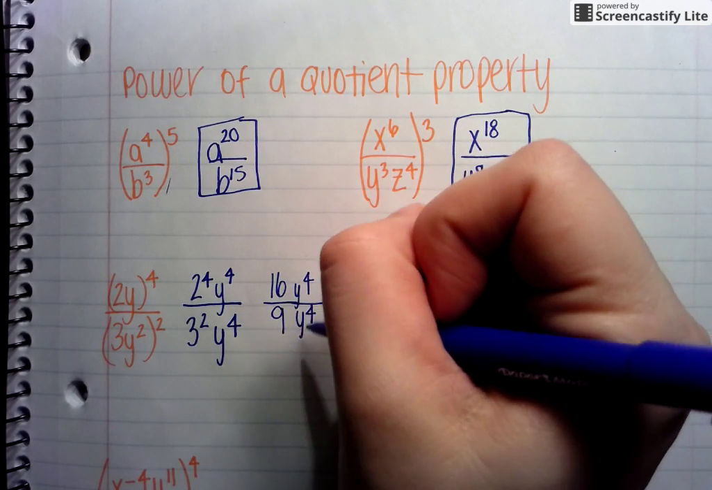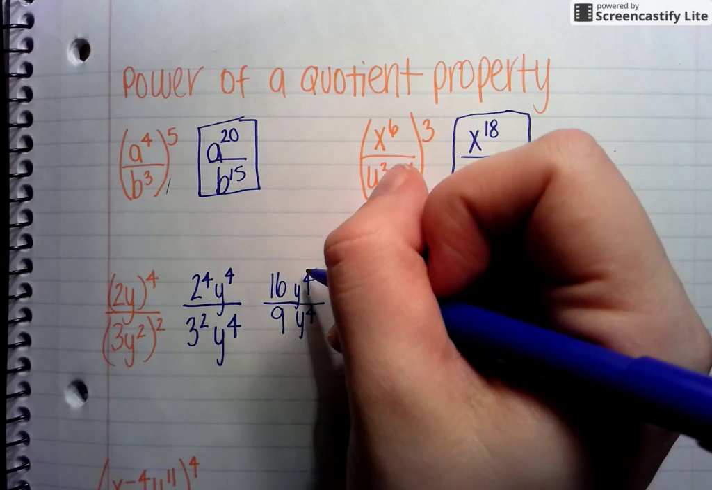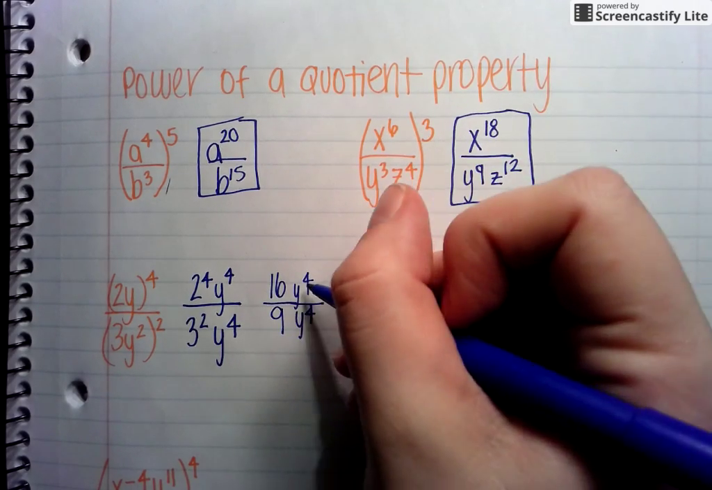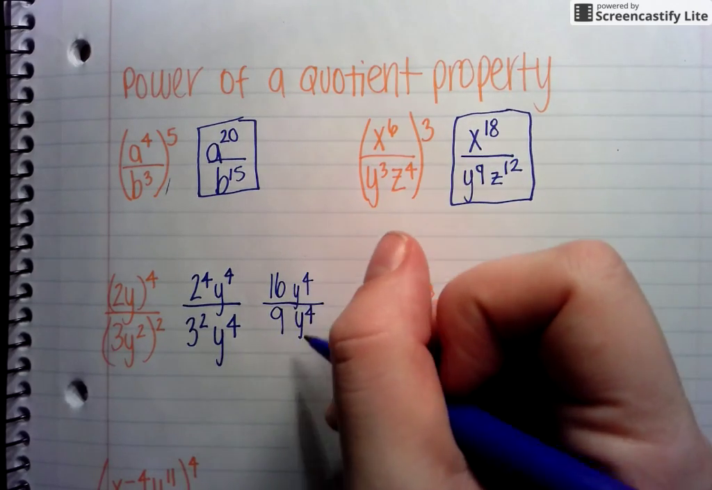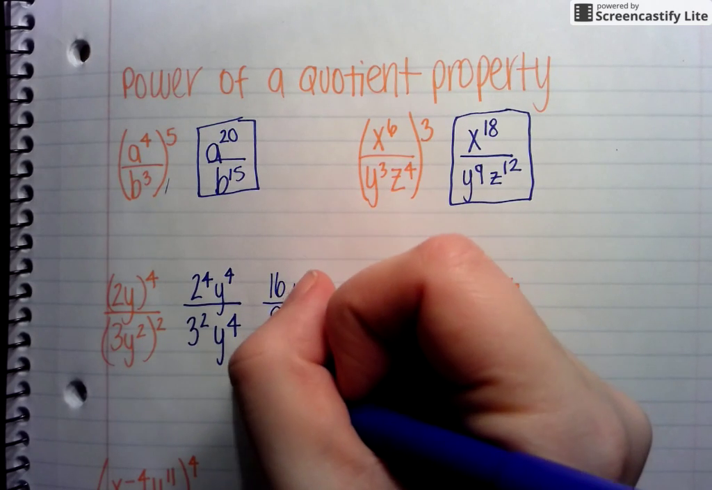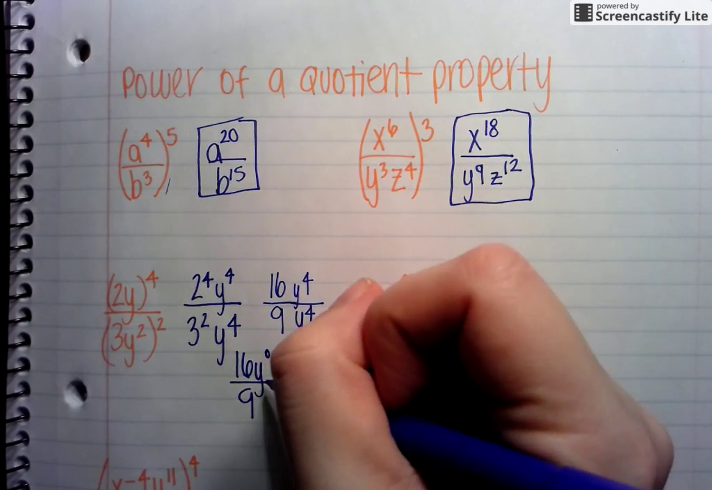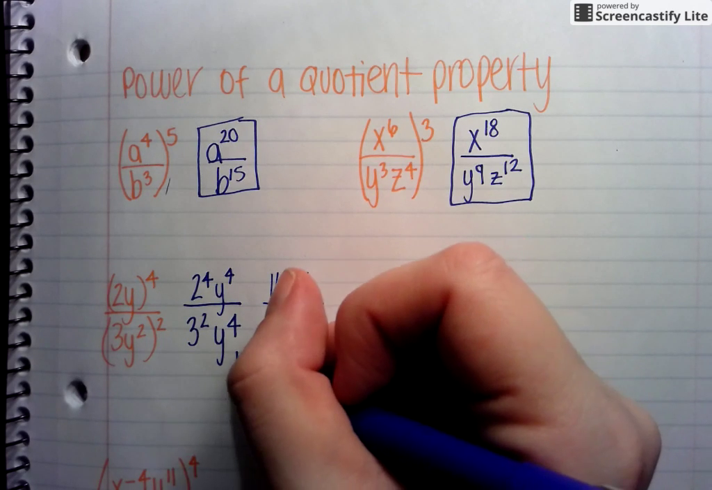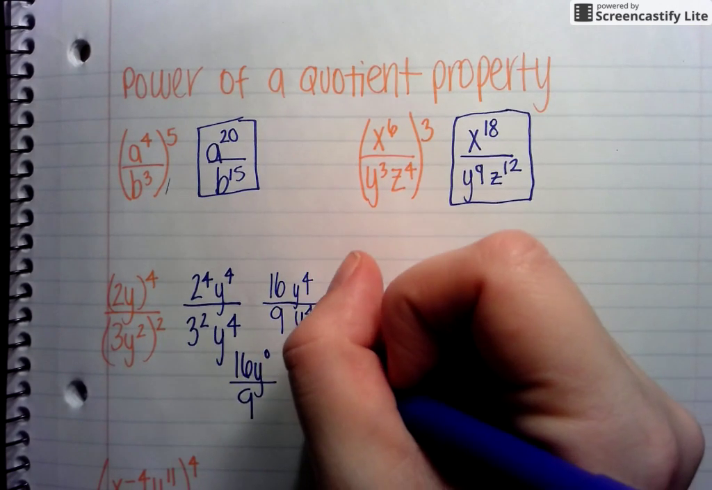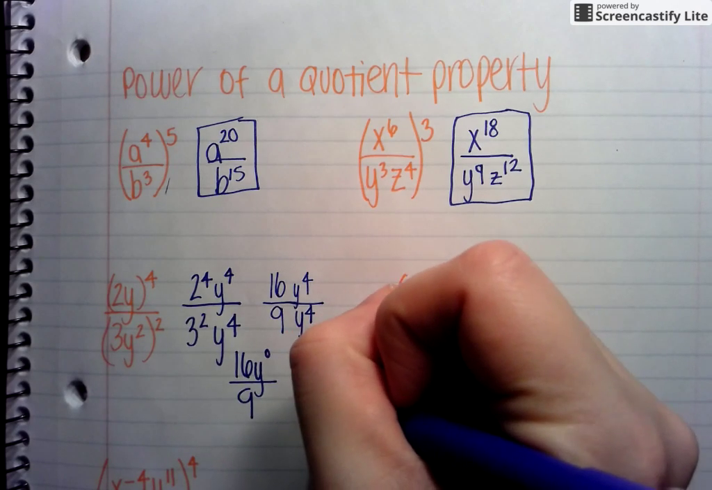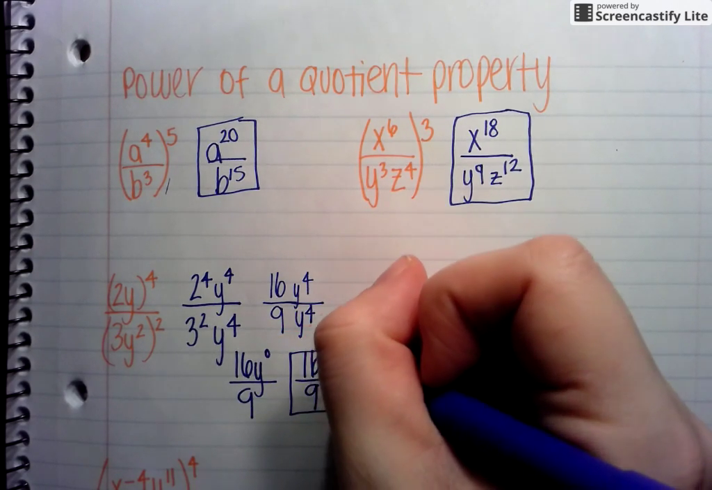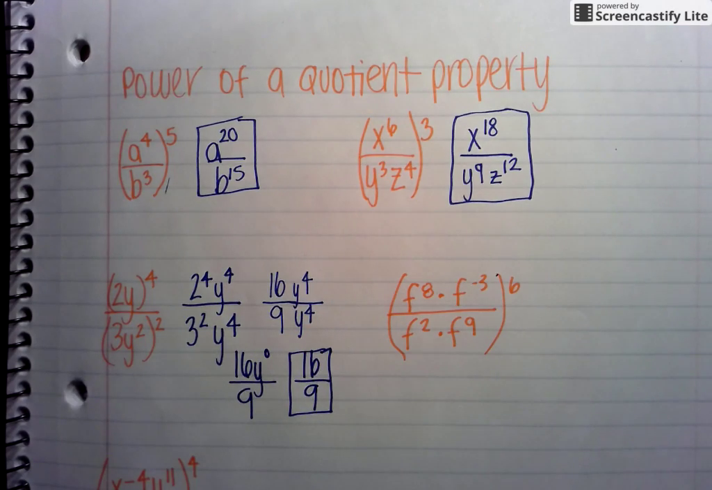And then because these are the same base, you're going to subtract the exponents. So it would be 4 minus 4, which would be 16 y to the 0 over 9. And anything to the 0 power is really 1, so it'd be 16 times 1 over 9, so it would just be 16 over 9, and you can't simplify it anymore because they have nothing in common, so that would be your final answer.